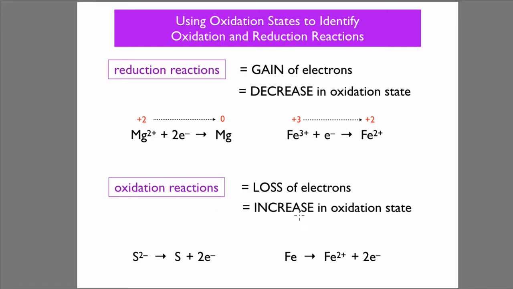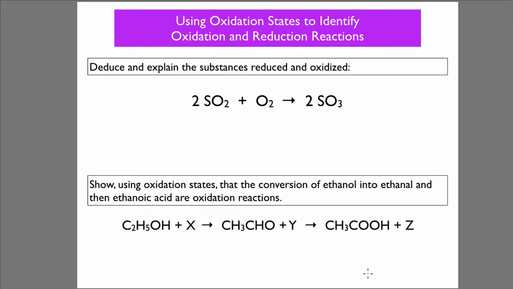Oxidation reactions, loss of electrons. You get an increase in oxidation state. You can see here we've got 2 minus on the sulfur going to 0. The oxidation state is increasing. You've got minus 2 to 0. It has got larger. Here, 0 to plus 2. Again, obviously oxidation, 0 to plus 2 is increasing, and we're losing electrons.